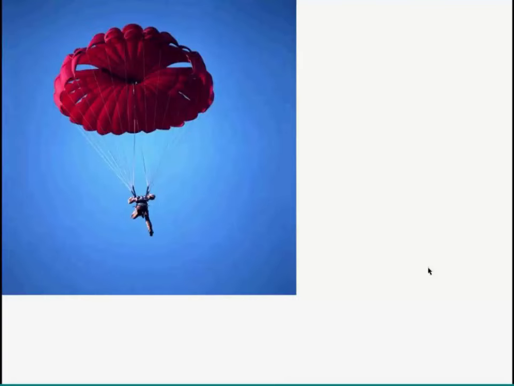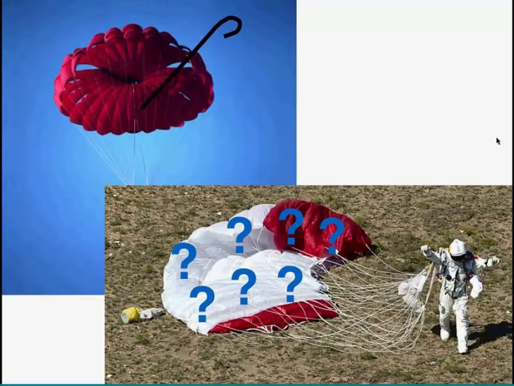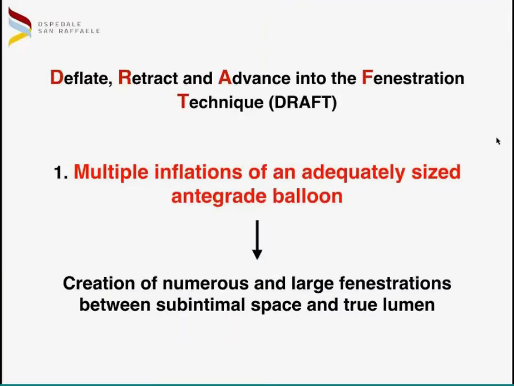As you can see on this slide, there is an open parachute. You can see very well two holes on it. If I have to engage these two holes with a wire, I know exactly where I have to move the wire in order to engage this fenestration. But when the parachute is on the ground, where are the previous fenestrations? It's very difficult to find them. Well, let me describe the technique step by step.